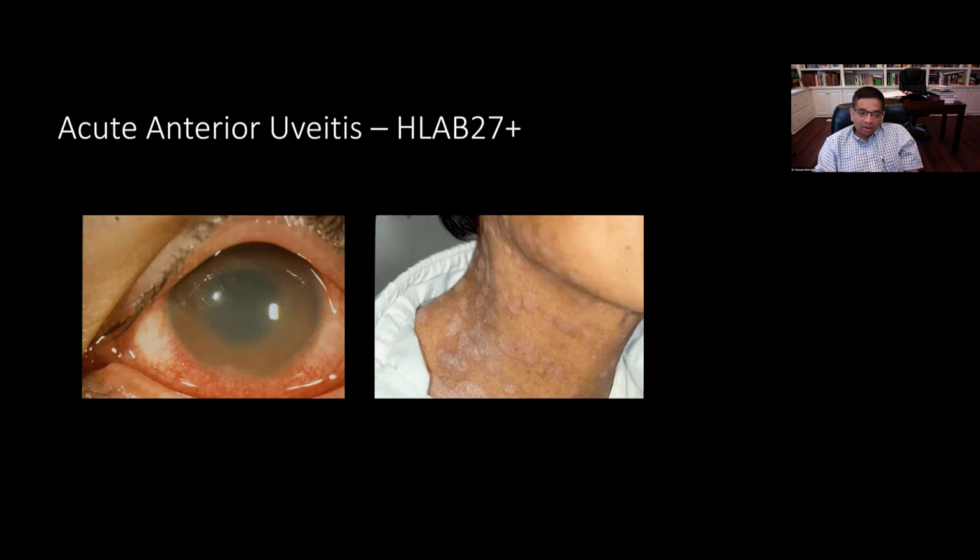In this case, we started aggressive topical steroid therapy and also instituted oral steroids because of the severity of the ocular inflammation. And we tapered the oral steroids over 3 months and the topical steroids over 16 weeks. He was evaluated by rheumatology for the further treatment of his systemic psoriasis, psoriatic arthritis.